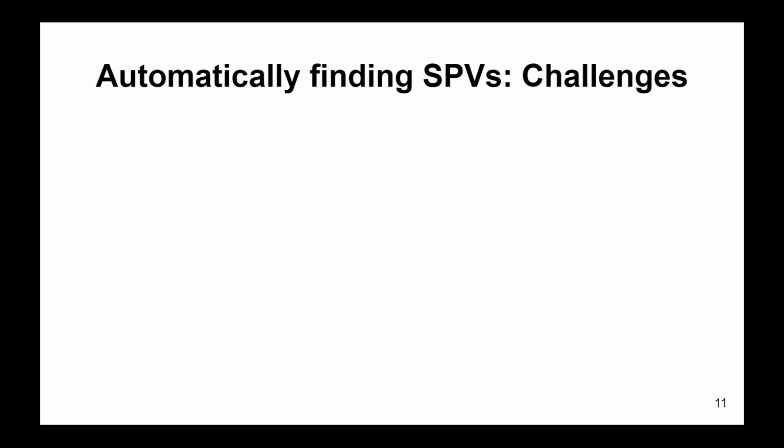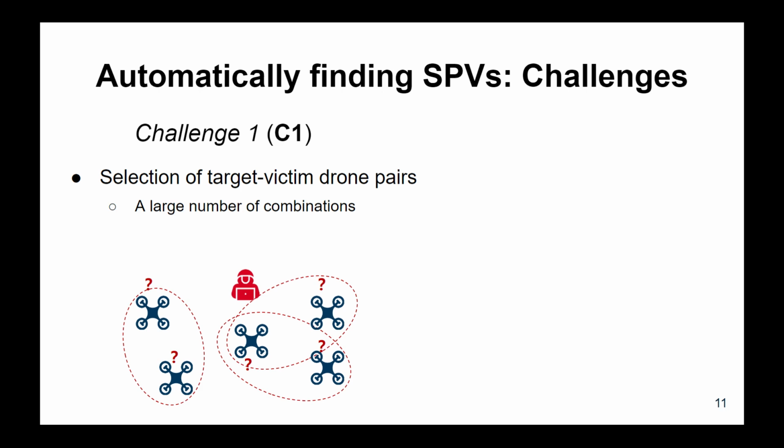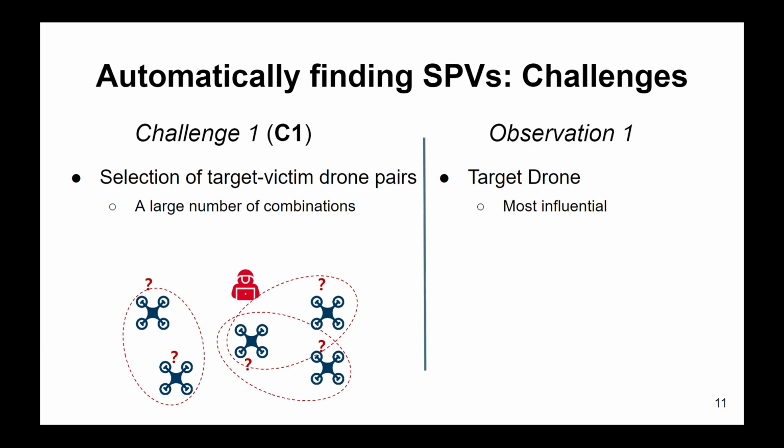The first challenge is how to choose the proper target and victim drone pairs. We empirically find that not all drone pairs can be used to cause a crash. In a large-scale drone swarm, there are numerous combinations of drone pairs. A brute force approach is obviously infeasible. However, we observe that if we want to maximize the attack impact with minimal effort, we should find the most influential drone as the target drone.